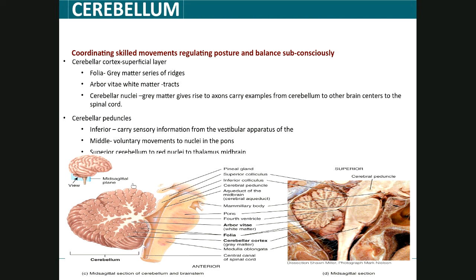There's cerebellar peduncles that carry a variety of information. There's an inferior one that carries information in from our balance or vestibular apparatus. There's a middle peduncle which carries voluntary movements and connects to the pons, and then a superior cerebellar peduncle which connects to the red nuclei in the midbrain. I wouldn't worry about all these details as much as the general function of the cerebellum, which is coordinating skilled movements, regulating posture and balance subconsciously.